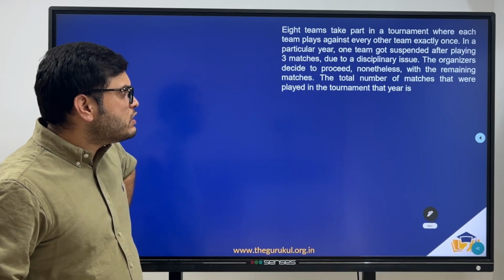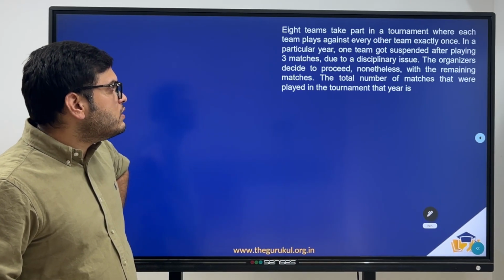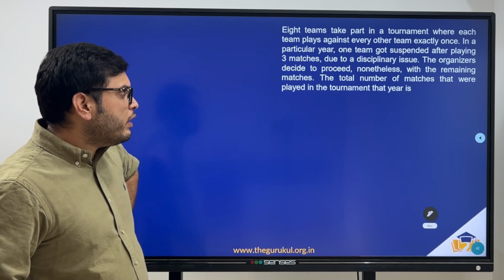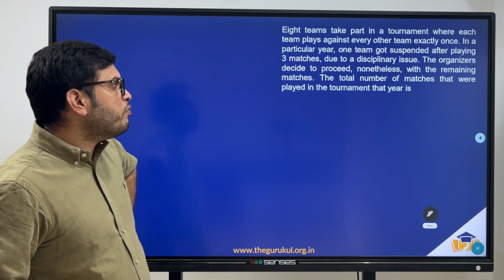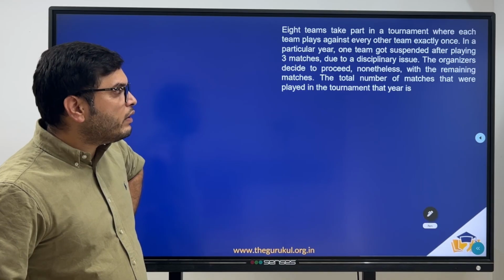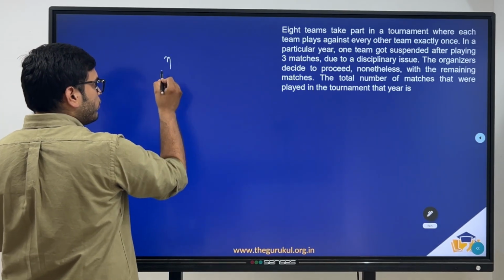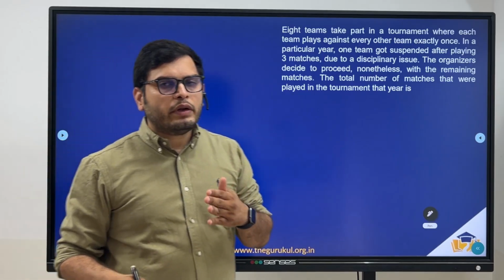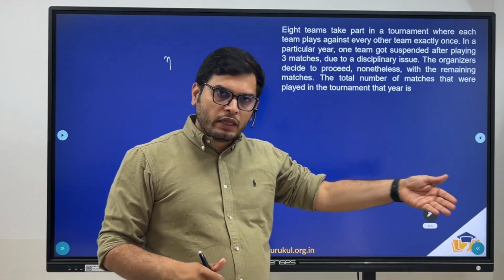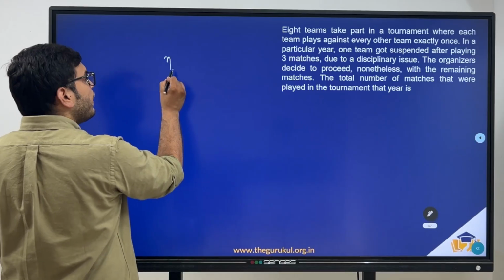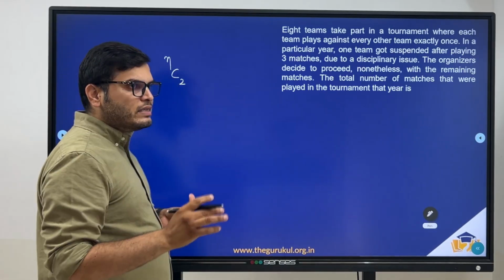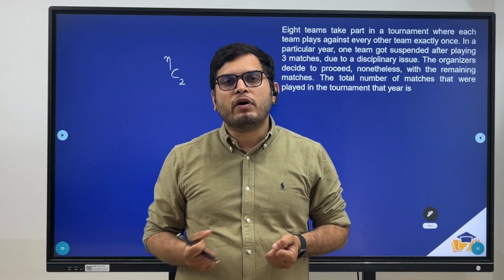Due to a disciplinary issue, the organizers decide to proceed nonetheless with the remaining matches. The total number of matches that were played in the tournament that year is... So in a round robin tournament, you have n teams, and a team plays with all the other teams. The total number of matches would be nC2, which is nothing but selecting two different teams out of n teams.